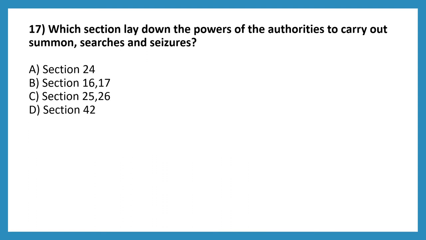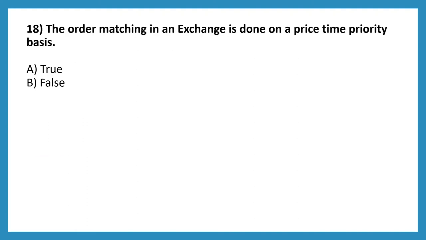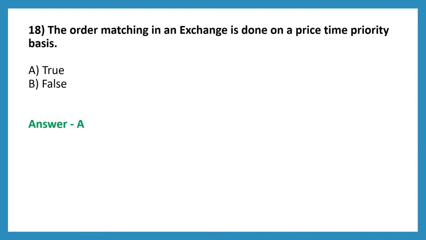Which section lays down the powers of the authorities to carry out summons, searches and seizures? Your options are option A, section 24, option B, section 16-17, option C, 25-26, option D, section 42. The correct answer is option B, section 16-17. The order matching in an exchange is done on a price time priority basis. Is it true or false? The correct answer is option A, true.